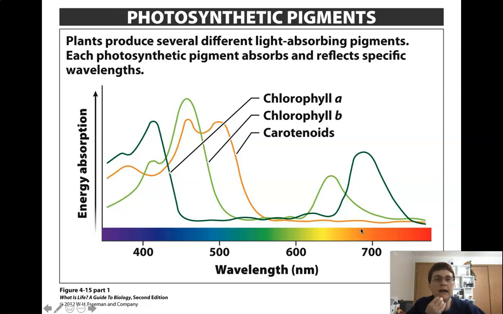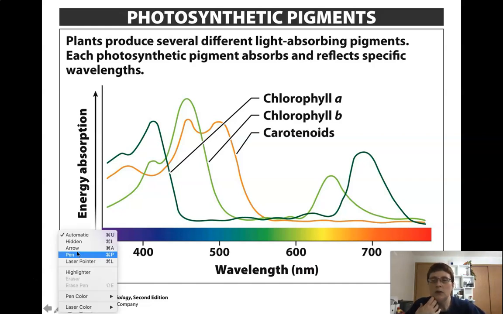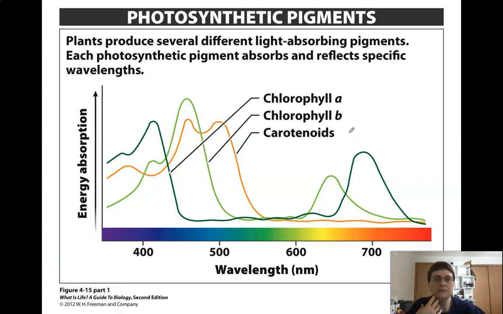So chlorophyll A can absorb, let me grab my pen. So this one can do purple, indigo, blue, and orange. Guess I should make that violet, right? Make that a V. Okay.